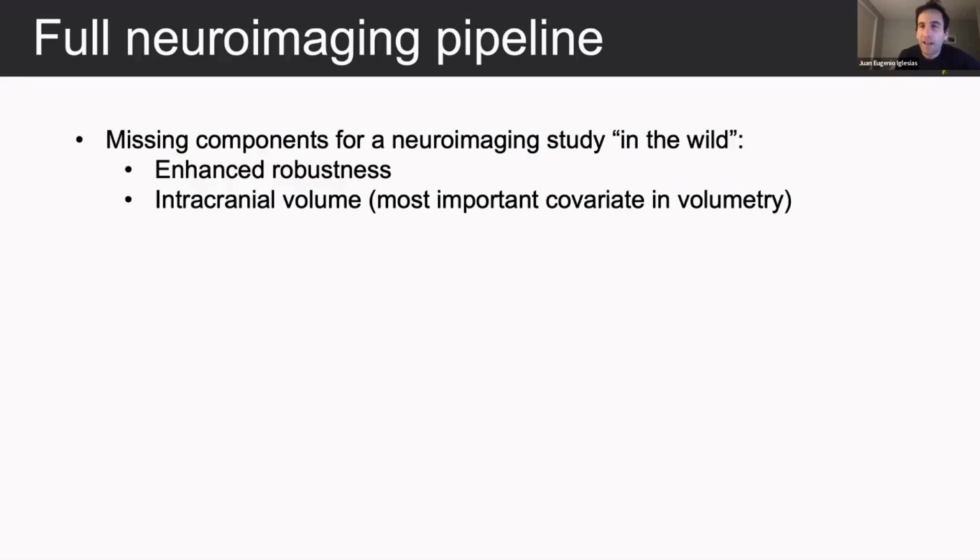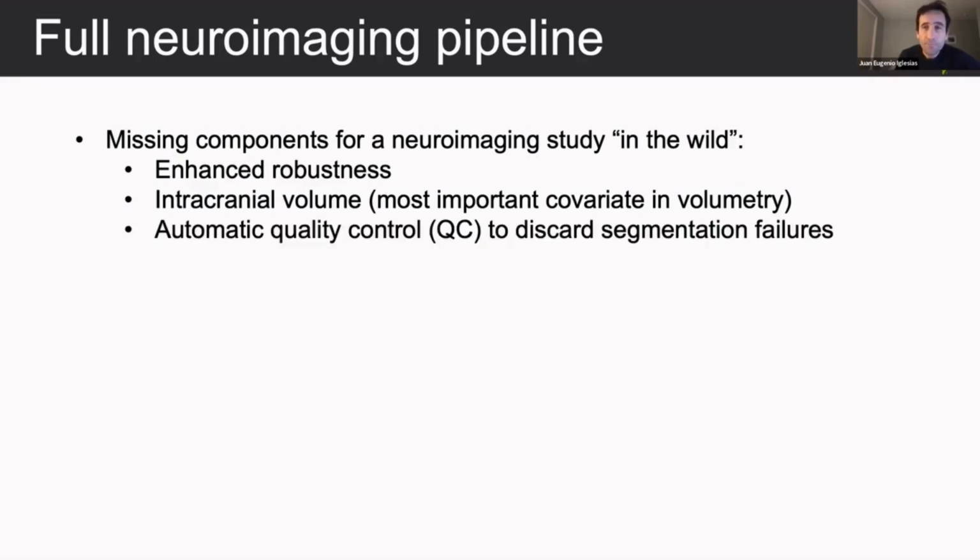confounding factor there. And going back to the robustness, we're going to miss every once in a while. This is going to happen, or the field of view is going to be tiny. So we need an automated QC method in order to be able to throw away segmentation failures. And the other missing bit was cortical parcellation.